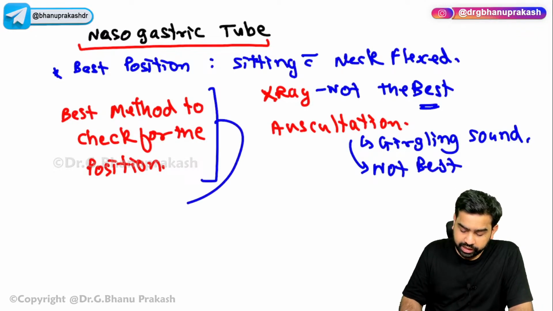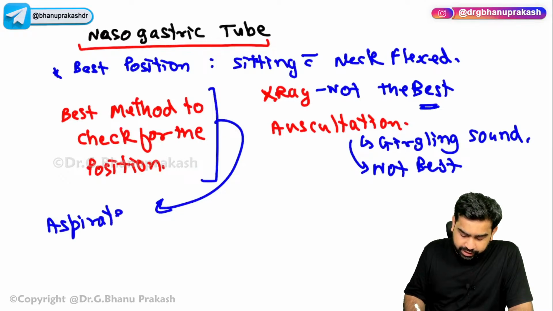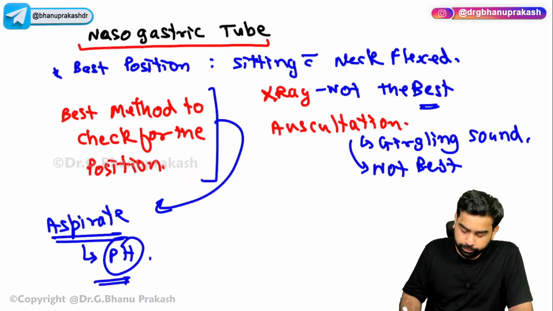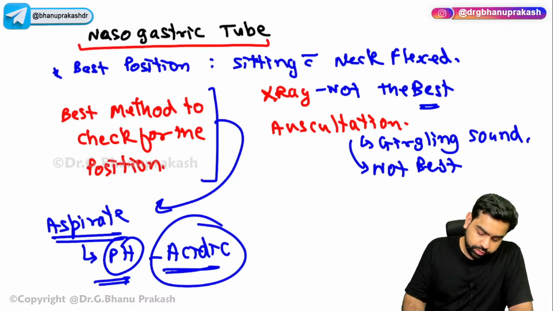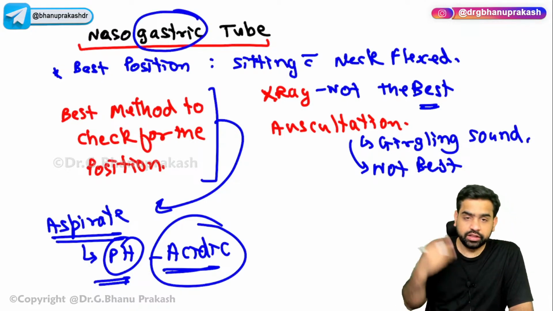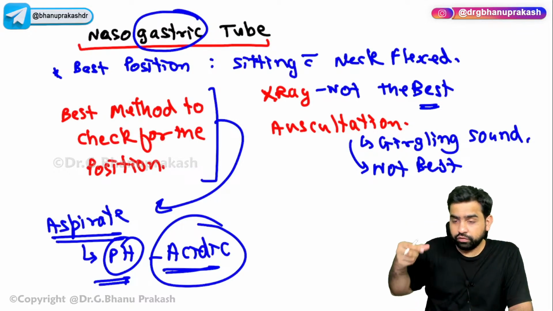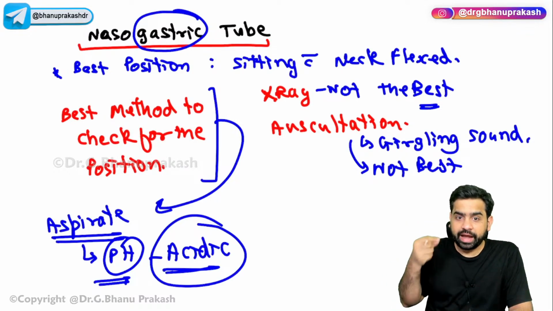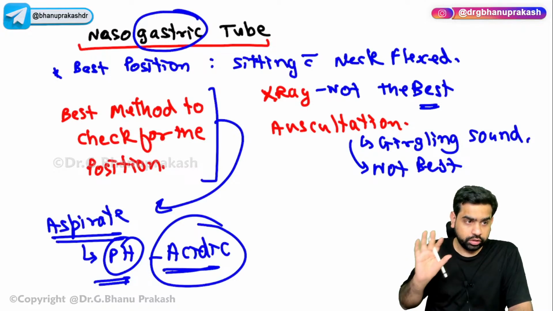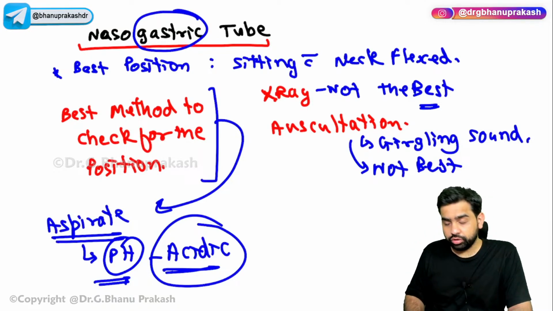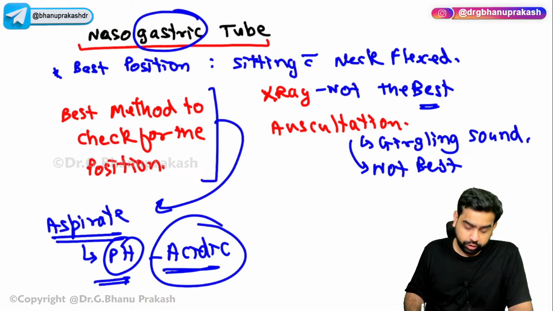So please understand, the best test is to aspirate and check the pH. If the pH is acidic, because what you want is for the tube to reach the stomach, and in the stomach there should be gastric secretions. So when you aspirate the secretions and check the pH, it should be acidic. Do you understand my point? This has been asked very recently in your FMGE exam, so please try to understand this.